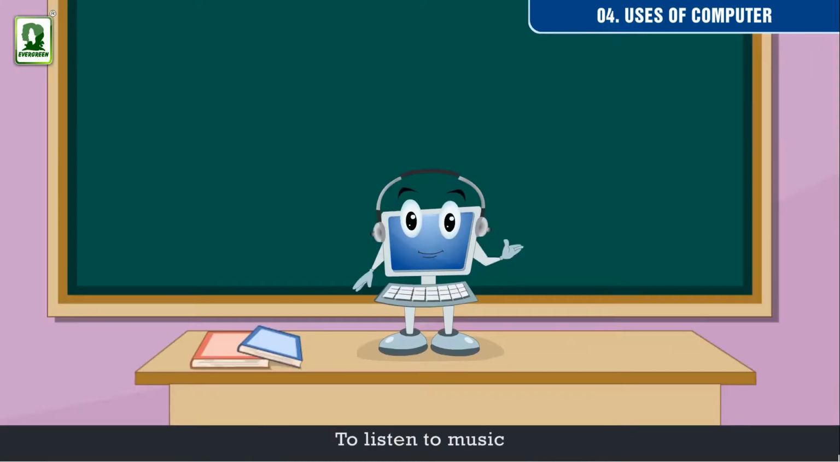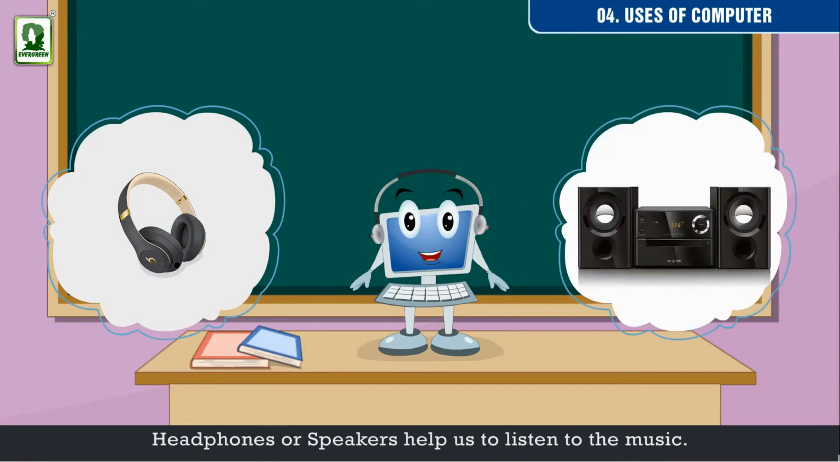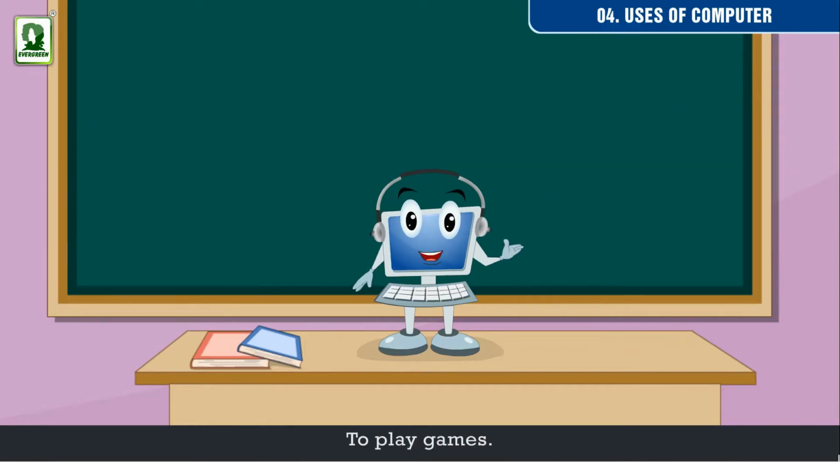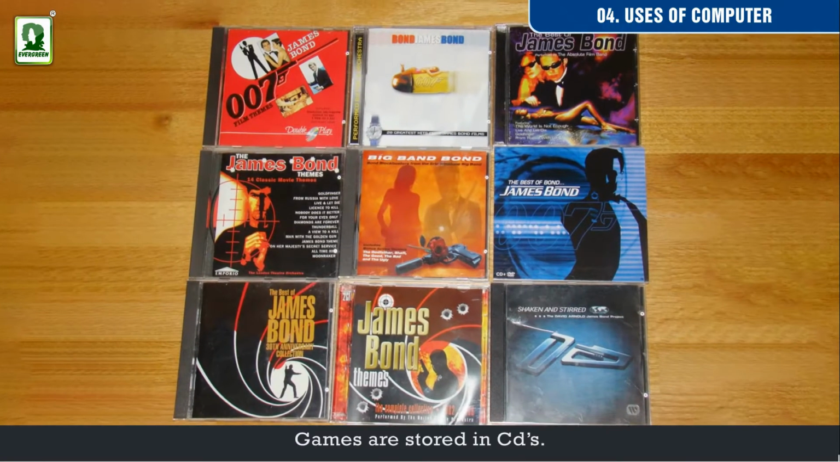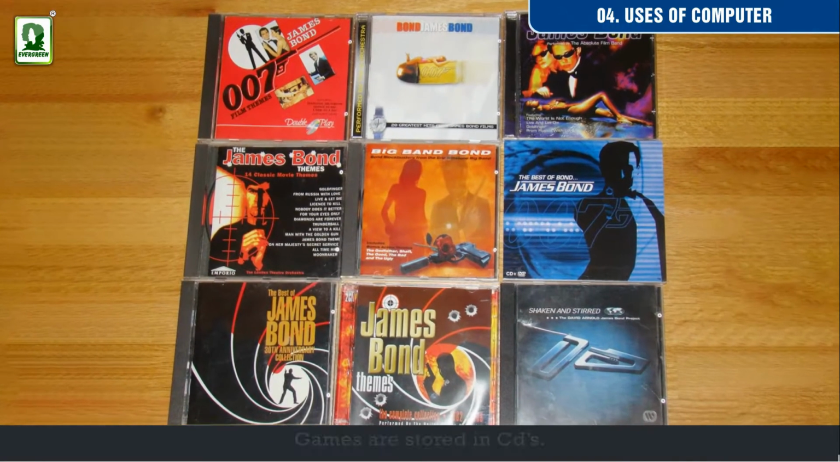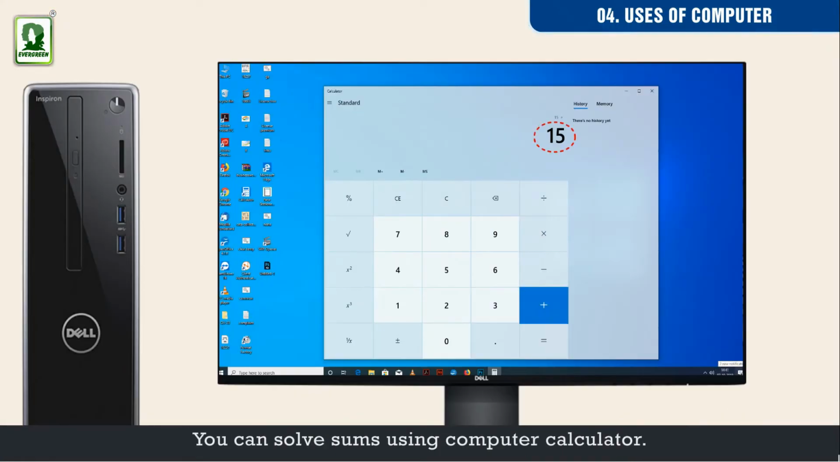To listen to music. Headphones or speakers help us to listen to the music. To play games. Games are stored in CDs. To do sums and find correct results. You can solve sums using computer calculator.